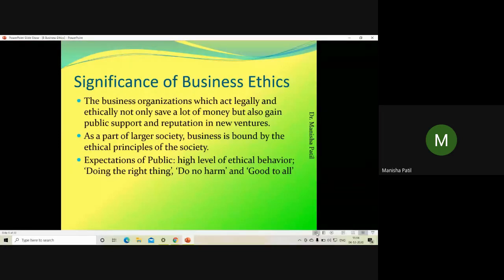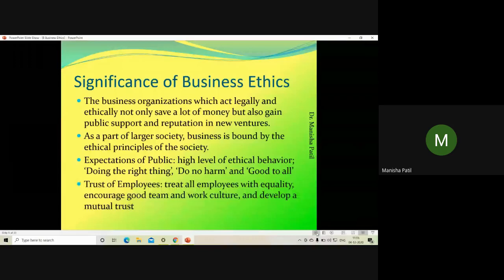Here we are talking about why a business house should follow ethics. Trust of employees: treat all employees with equality, encourage good team and work culture, and develop a mutual trust. Please note down these points. Why business ethics are important. When we talk about business ethics in India, the best example is Tata Group.